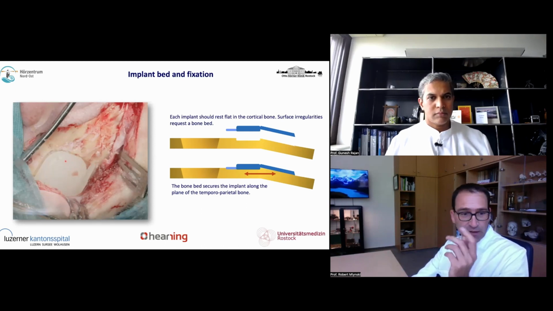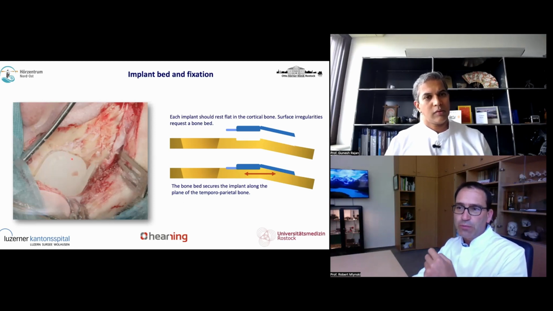And then I always do the bone bed before the mastoid work. Because it's the most boring part, but it's an important part. So I take care of it in the beginning, and I don't have to bother later on when I have everything finished. I just can fix the implant and then insert the electrode.